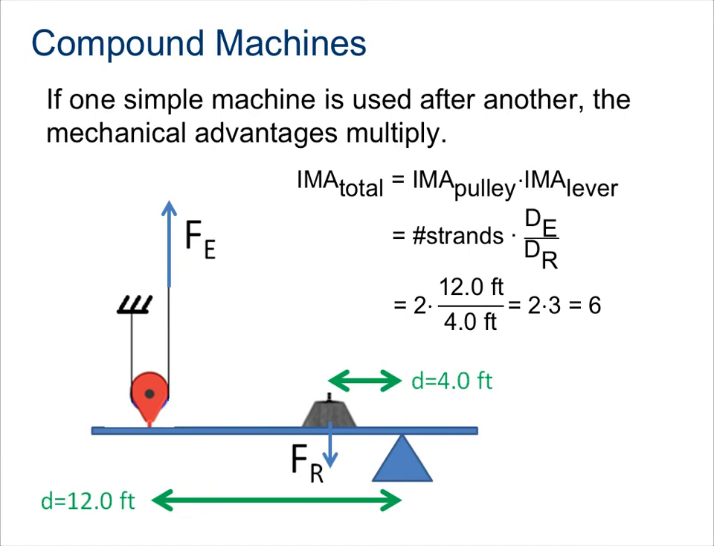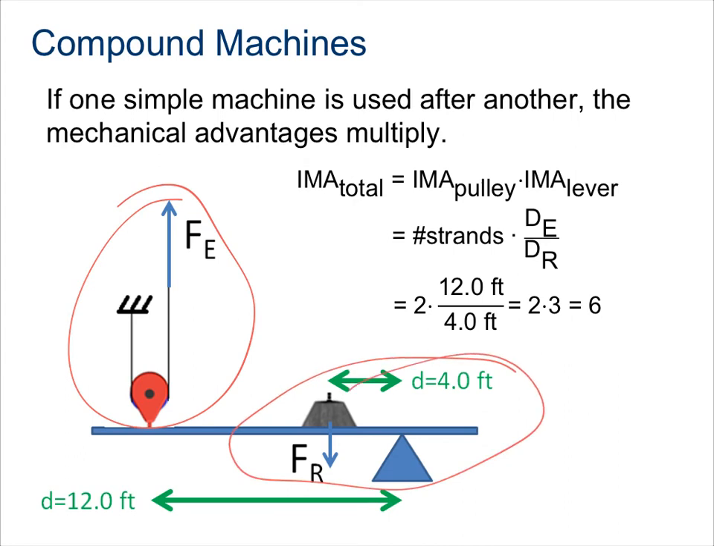If more than one simple machine is used in tandem together, this is referred to as a compound machine. If one simple machine is used one after another, the mechanical advantages are multiplied together. So in this scenario, we have several different simple machines. We have a movable pulley system as well as a lever. So to calculate the ideal mechanical advantage of this total compound machine, we're going to take the IMA of the pulley multiplied by the IMA of the lever.